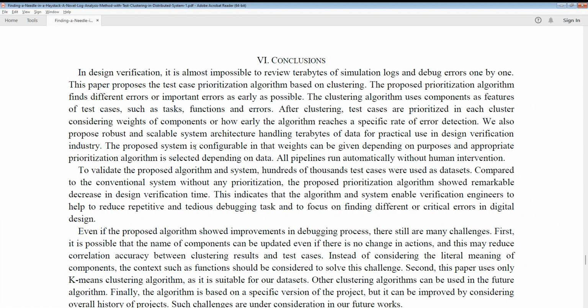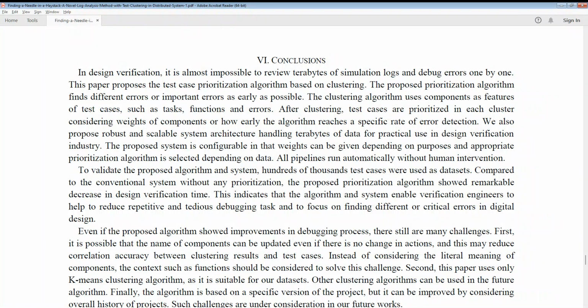We also propose a robust and scalable system architecture handling terabytes of data for practical use in the design verification industry. The proposed system is configurable, so weights can be given depending on the purpose, and the appropriate prioritization algorithm is selected depending on data. All pipelines run automatically without human intervention.